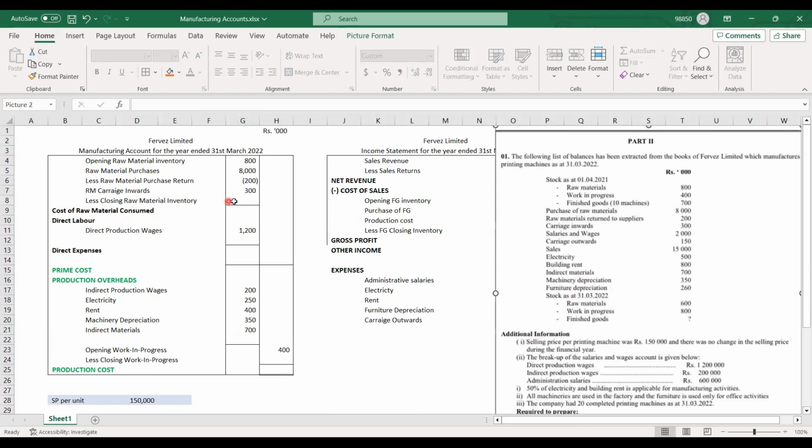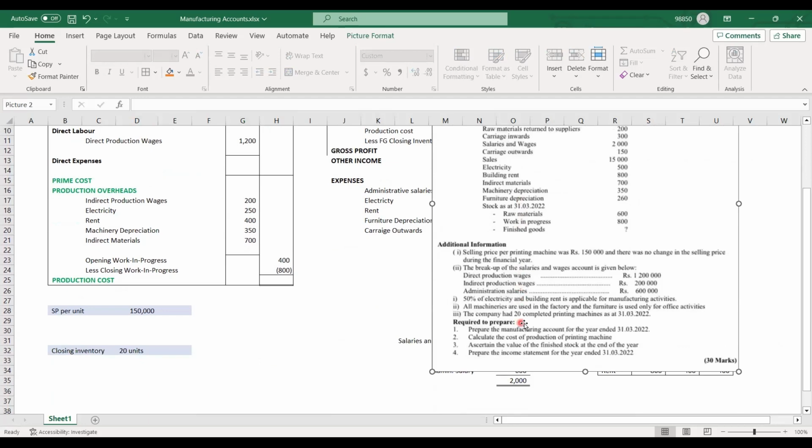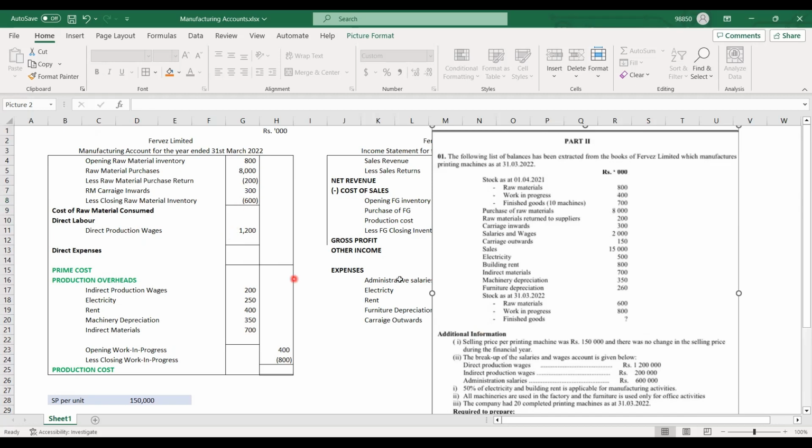Stock. So raw material closing inventory. So remember again, you're minusing all the closing inventories, 600. Work in progress, 800. And finished good inventory is not given. I believe that was one of those requirements, right here. Ascertain the value of finished good stock at the end of the year. So this we have to calculate.